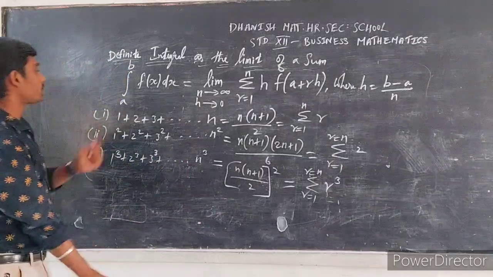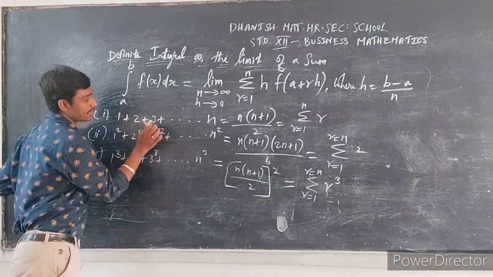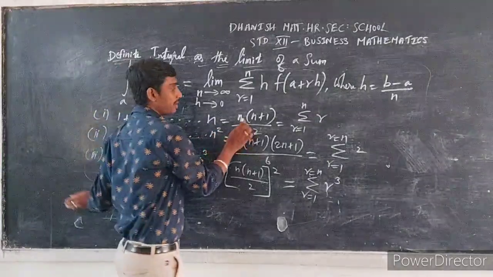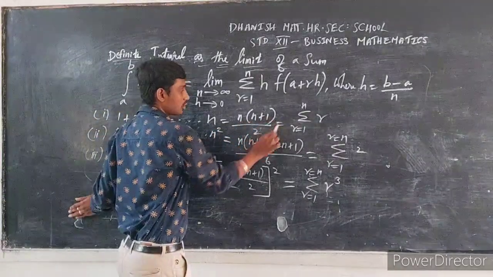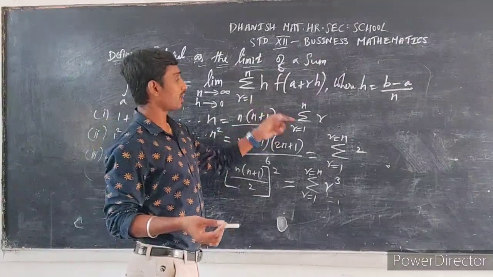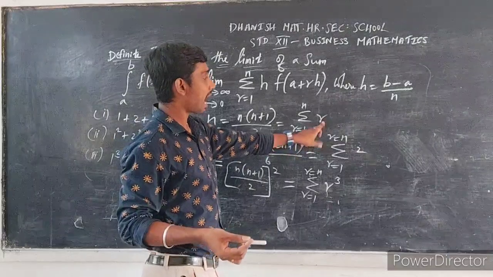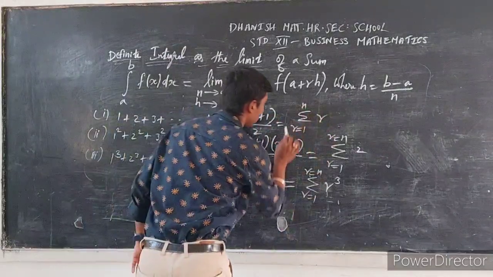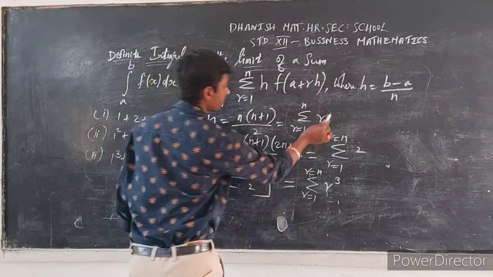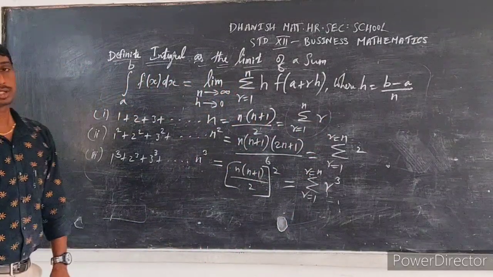So what is the limit of a sum? In some conditions here, 1 plus 2 plus 3 plus up to n equals n into n plus 1 divided by 2. The formula will be n into n plus 1 divided by 2. That will be the summation r equal to 1 to n of r. If it is changed into the sum, the summation of r, you have to substitute this formula.